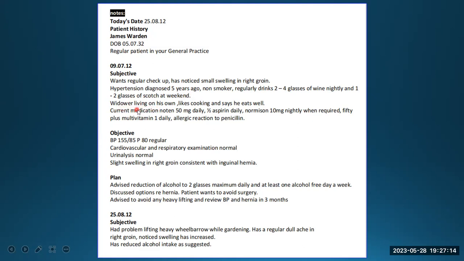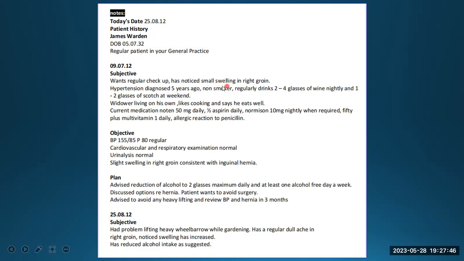Next is social history. He's a widower living on his own, likes cooking, says he eats well. Current medications: Norton 50 mg daily, half aspirin daily, Normas 10 mg nightly when required, 50 plus multivitamin. So these are medication history and allergies. Everything except this first sentence is history. Now, what will be the next thing?